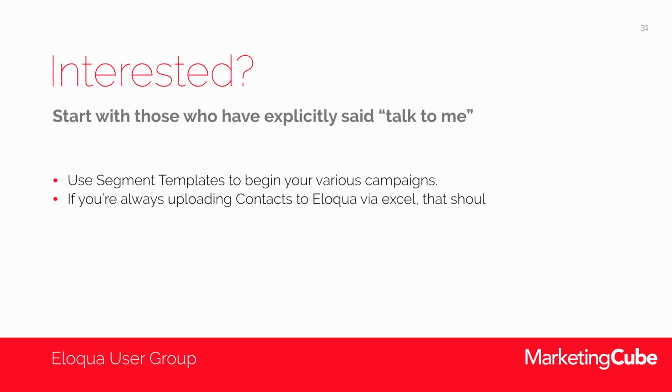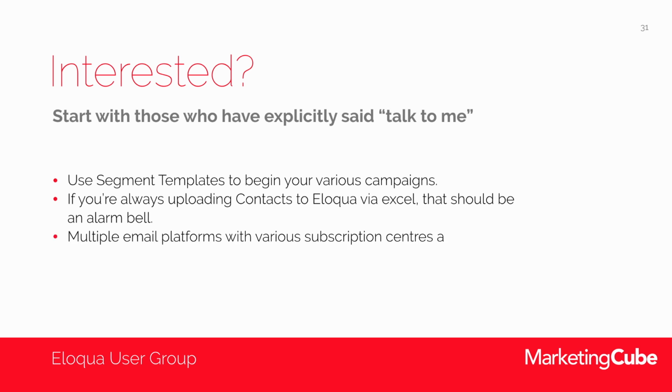Other things. If you're always uploading contacts to Eloqua via Excel, that should be a little bit of an alarm bell, because that's generally just profile information, depending on where you're sourcing that data from. If you're always uploading via Excel to build out a segment, that in and of itself should be an alarm bell as to why you're having to do that. Now, of course, if there's no integration in place, that could be one of the large reasons. However, if you do have Eloqua integrated with your CRM and potentially ERP systems, then there really should be no reason to be constantly uploading via Excel.